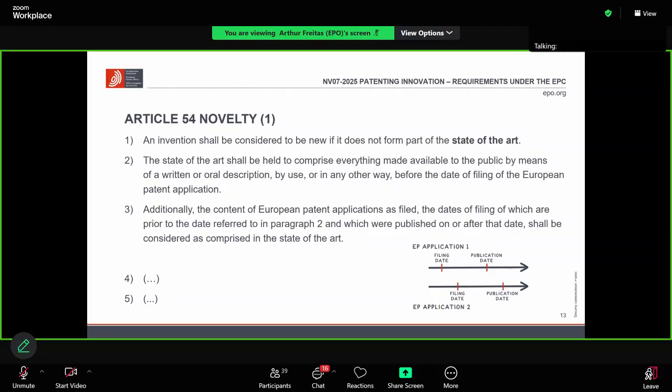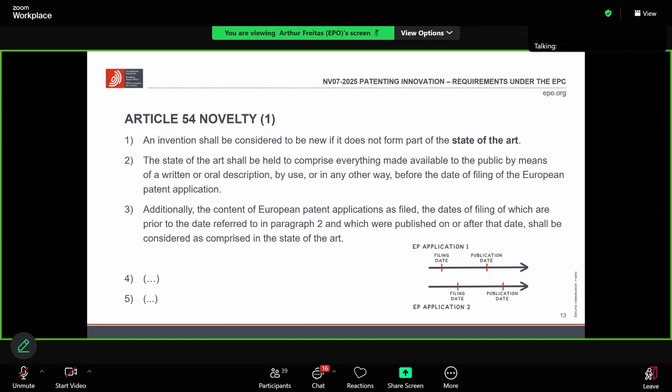Well, that's Article 54.2. Article 54.2 says that the state of the art shall be held to comprise everything made available to the public by means of written or oral description, by use or any other way, before the date of filing of the European patent application. So here, very important is the date of filing, because essentially you're drawing a line in the sand. Everything that's published before the date of filing can be used to destroy novelty, to attack your invention. Everything that's published after that cannot be used to destroy novelty of your patent application.